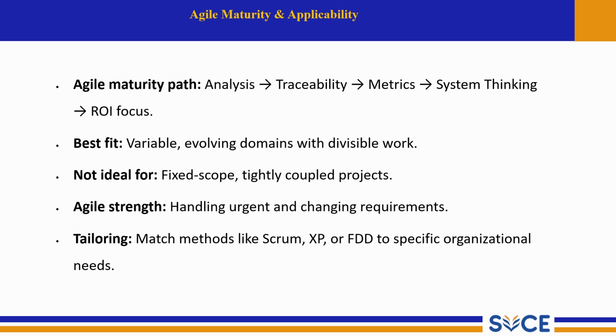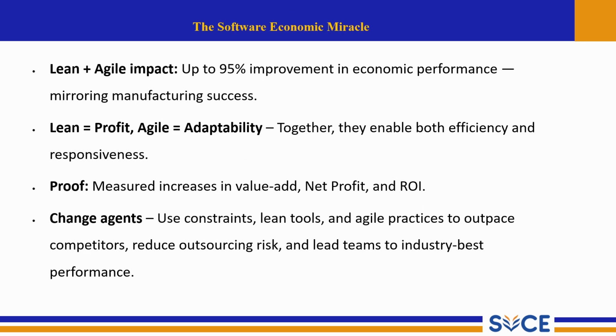Next one is the best fit: variable, evolving domains with divisible work, not ideal for fixed scope or tightly coupled projects. So Agile's strength is handling urgent and changing requirements, tailoring methods like Scrum, XP, FDD to specific organizational needs. And next one is the software economic miracle.